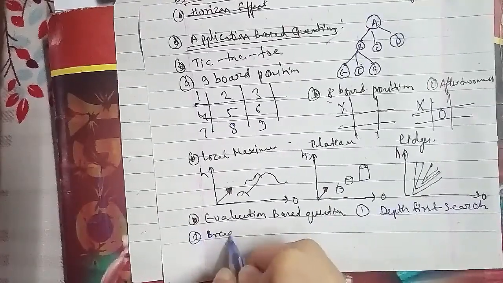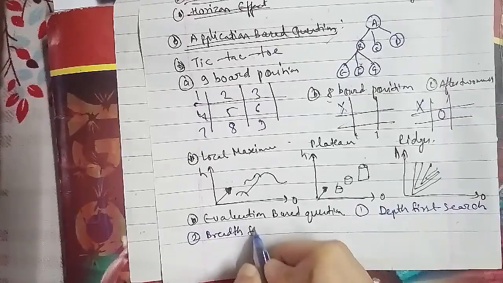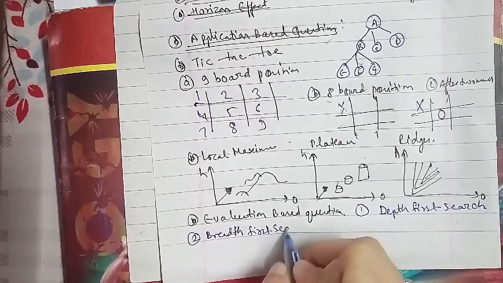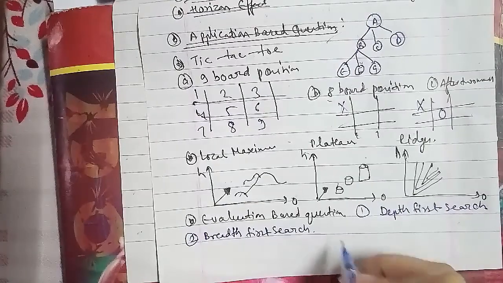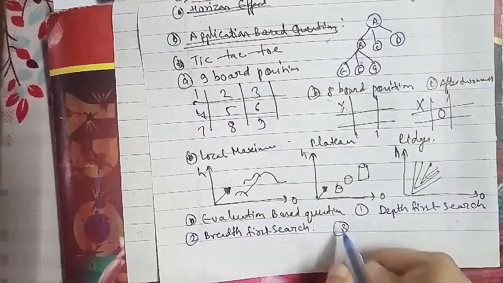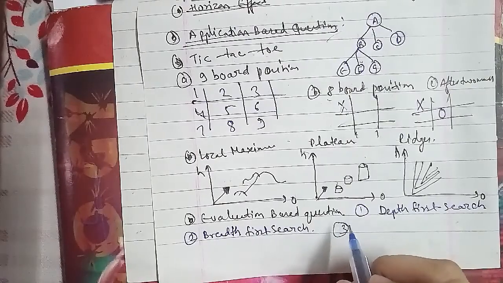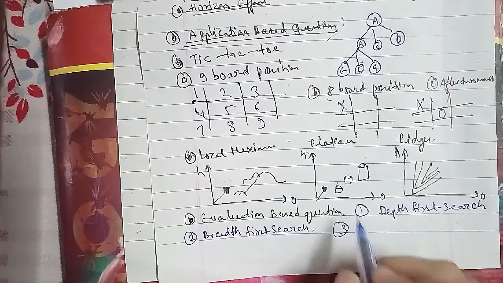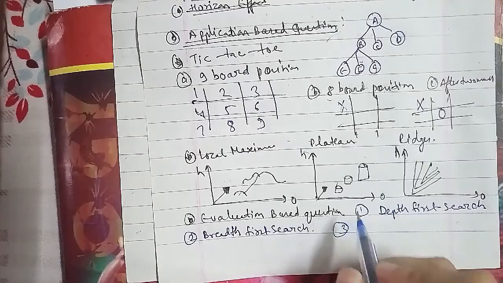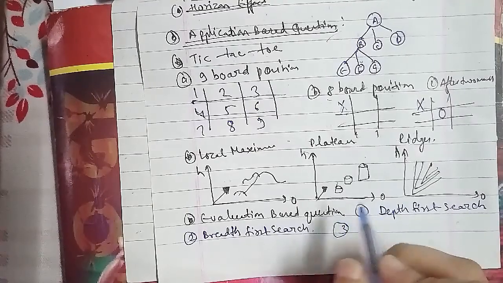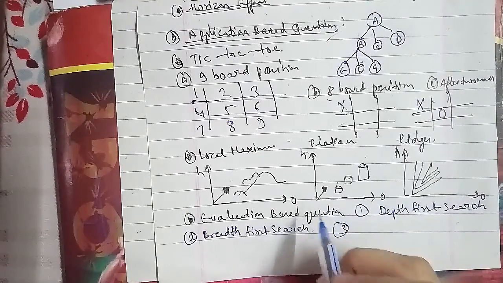The third question: the following data represents the criteria on which uninformed search strategies are based. Identify the search technique where complete is no, time is b to the power m, space is also b to the power m, and optimal is no. So that is depth first search.